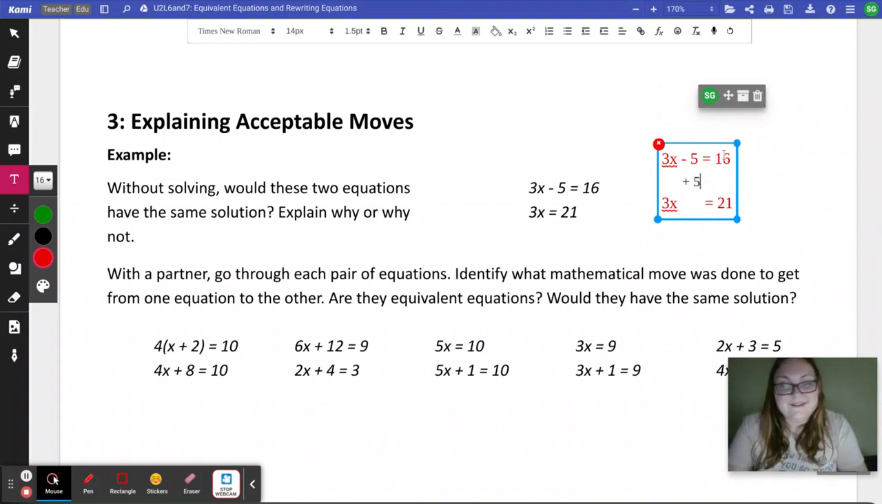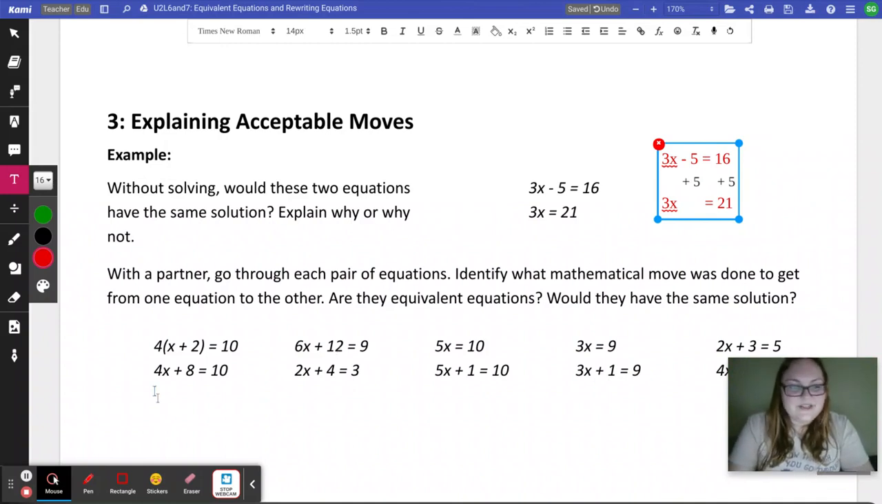On the other side, I notice I went from a 16 to a 21. I also added 5 over there. Looking at that math, I ended up adding 5 on both sides of my equation to get from that top equation to the bottom equation. That's legal. We can do that. We can add the same number on both sides.